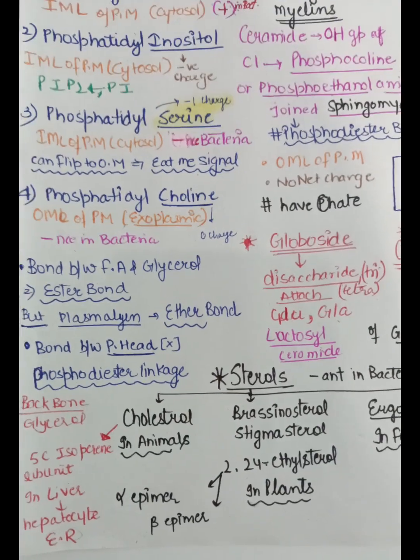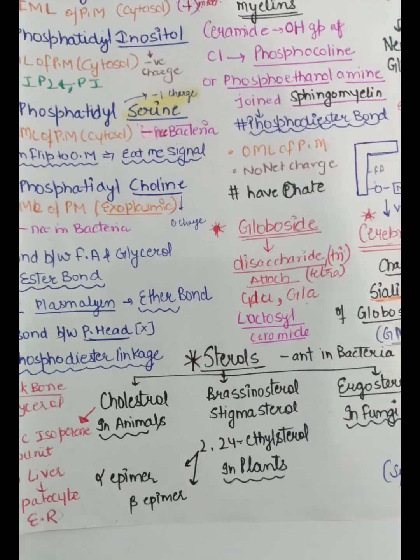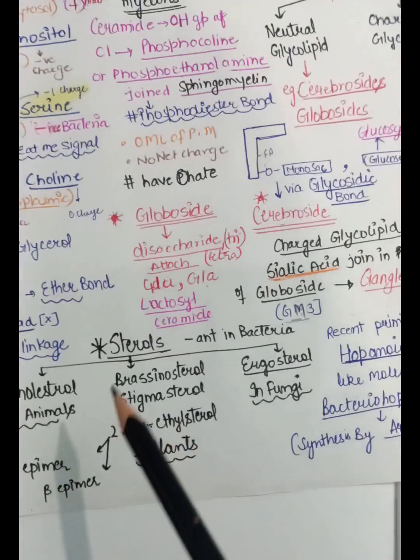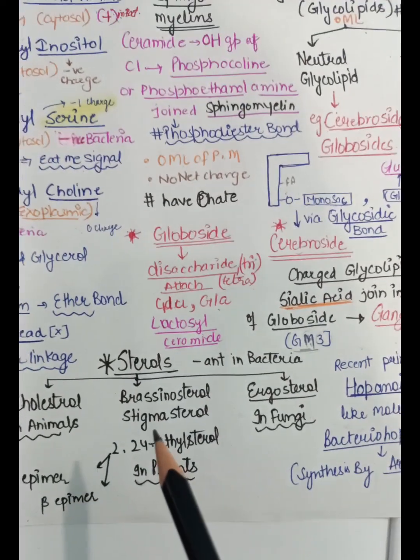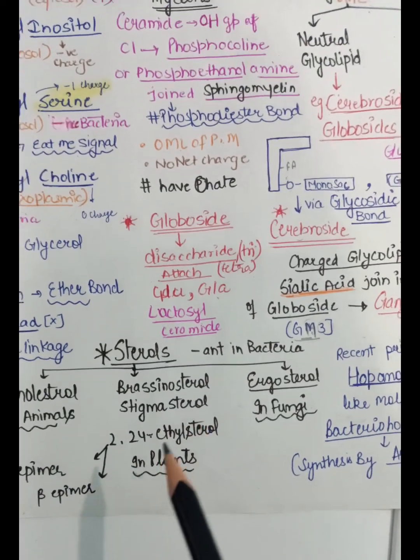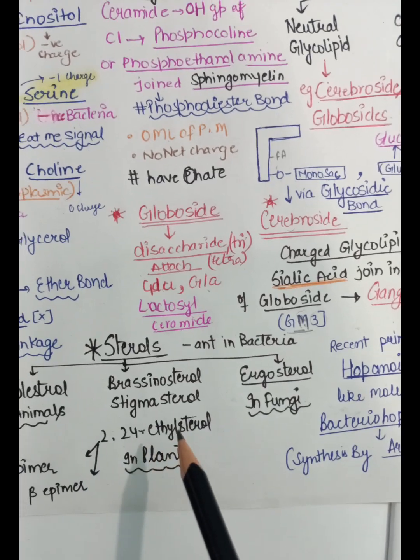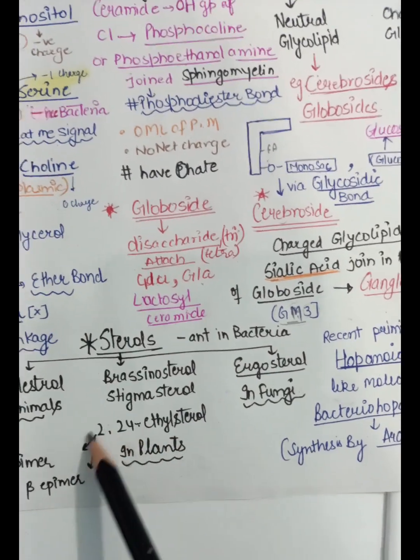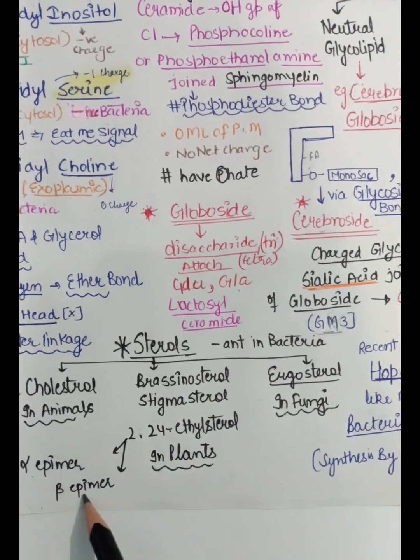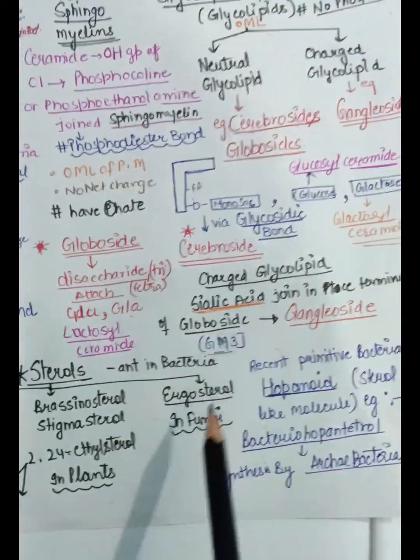In the case of plants, there are brassicasterol, stigmasterol, and 24-ethylsterol, and they are also present in two forms, alpha epimer and beta epimer, in the case of plants. And in the case of fungi, it is ergosterol. And sterols are absent in bacteria.